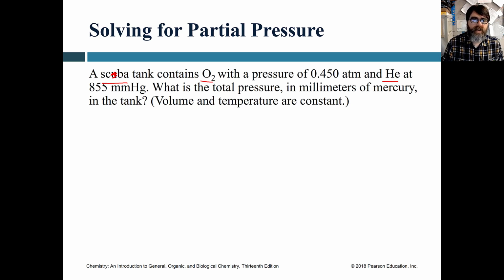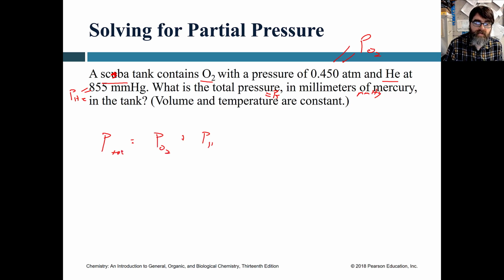But anyway, a scuba tank contains O2 with a pressure of 0.45 atmospheres, and rather than labeling these 1, 2, I'm going to just label as pressure of O2 there, and helium at this pressure here, pressure of helium, and we're asked what is the total pressure in millimeters of mercury in the tank. Normally, this would just be add then, the pressure total is equal to the pressure of O2 plus the pressure of helium.